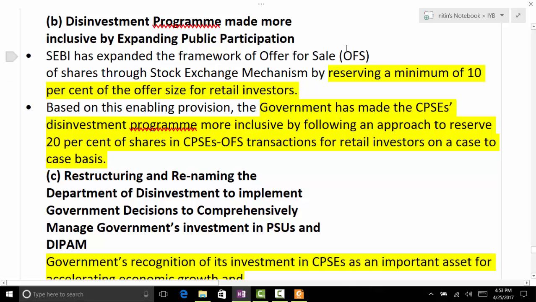When I talk about the capital market, the basic issue comes regarding the interest of the retail investors, right? The big investors can easily protect their interest, but what about the retail investors? Even when you talk about corporate governance, the major focus is protecting and safeguarding the interest of whom? Shareholders, basically retail small shareholders, isn't it? So here also they are saying that this mechanism would be made inclusive. How inclusive? Reserving a minimum of 10% of the offer size for retail investors. So now more and more small investors would be included.